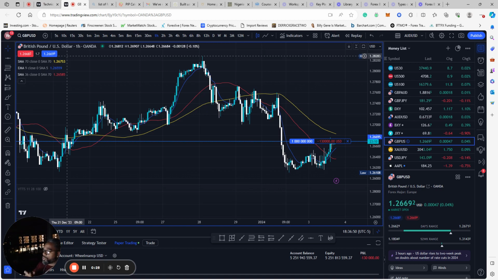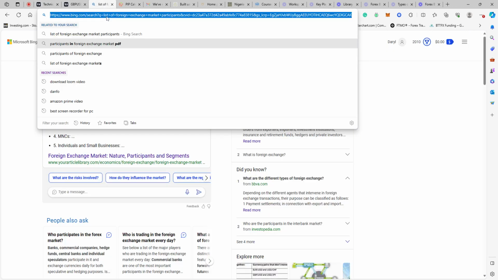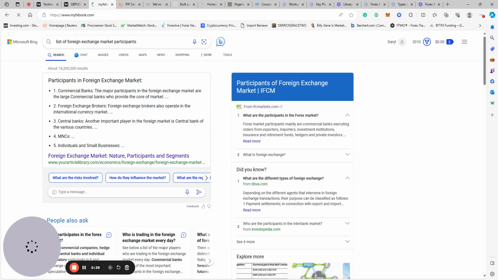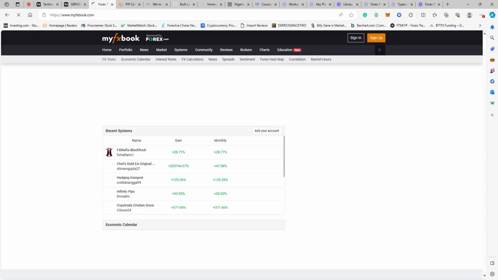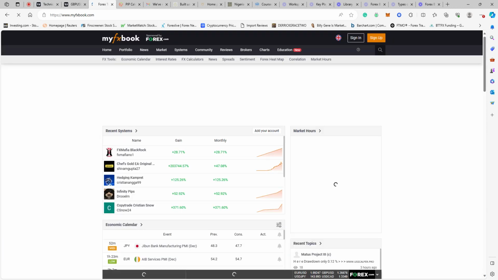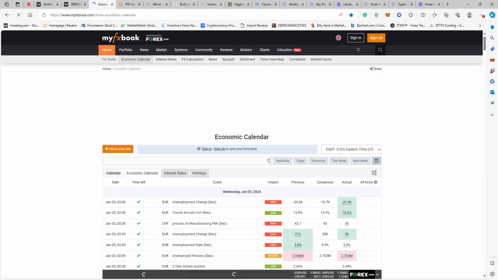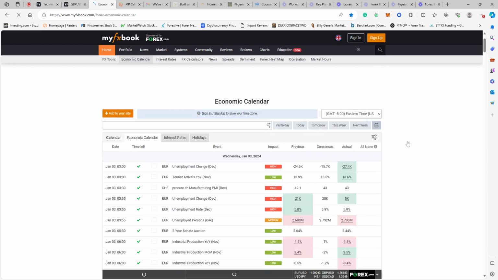Okay. So when we look at this, there are different sites that we can use. I like to use my FX book for my economic calendar. Sometimes you can just use the one that's inside of TradingView, which is the software we use to mark up our charts. But I specifically like how this economic calendar looks.